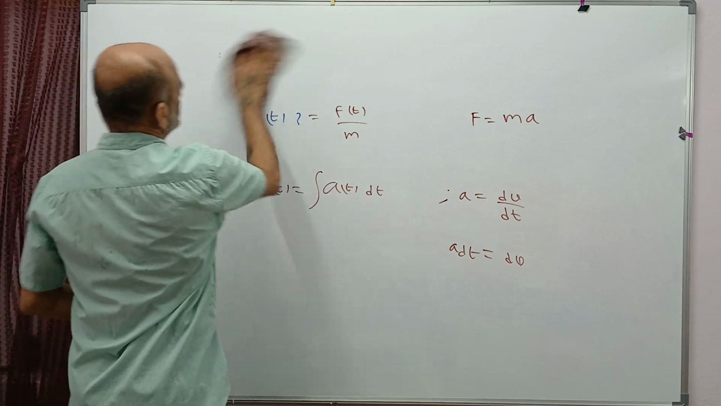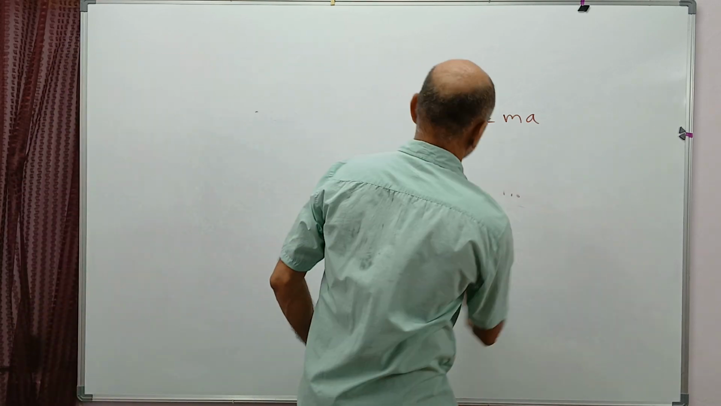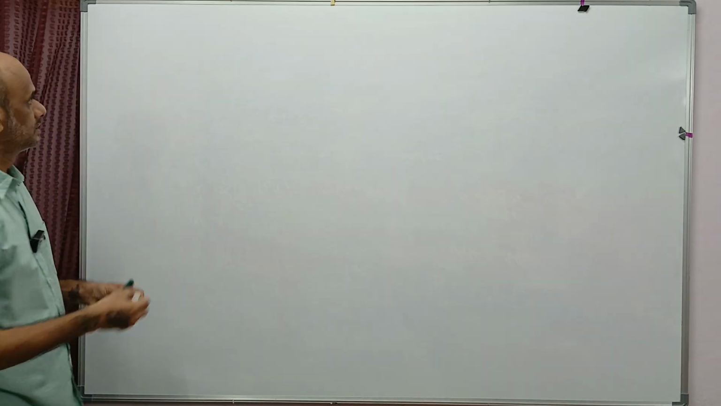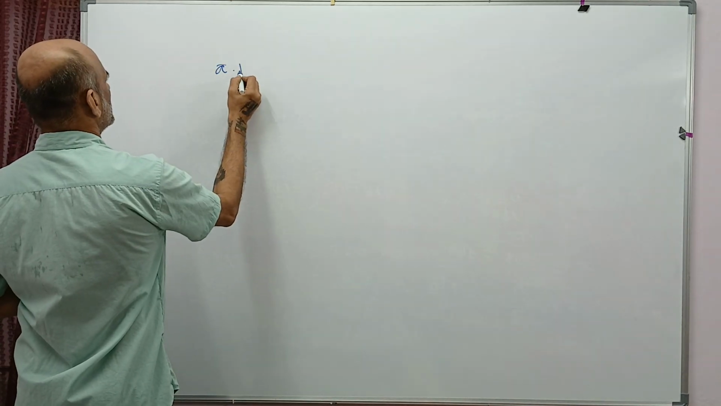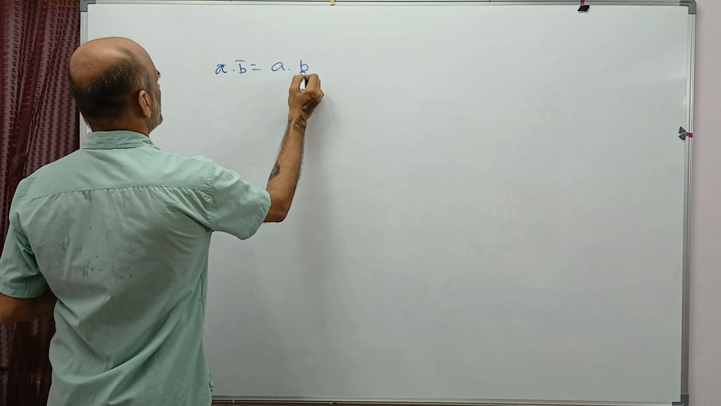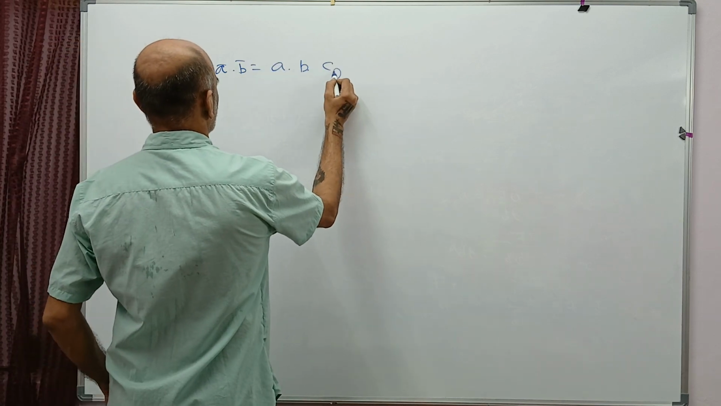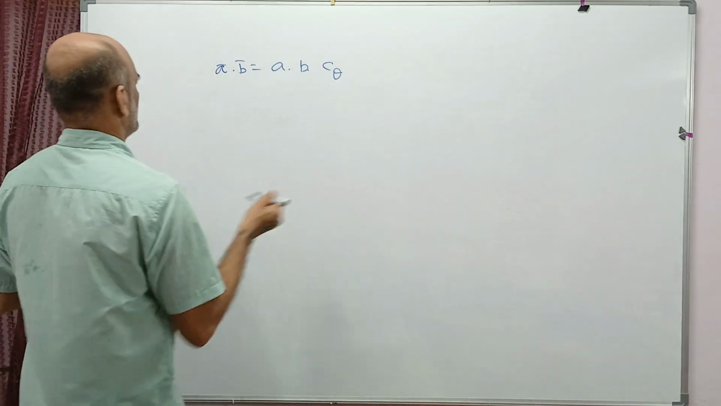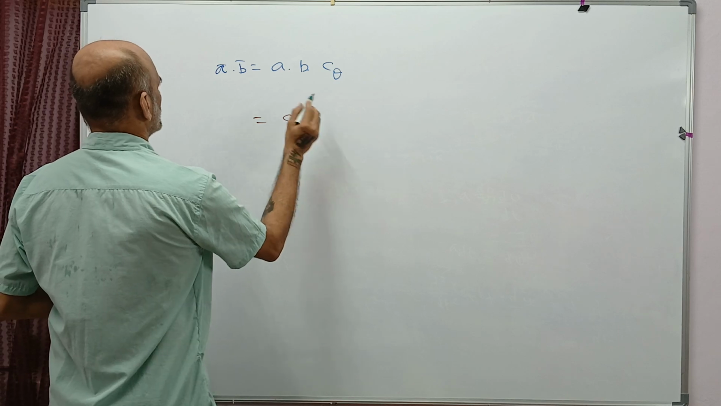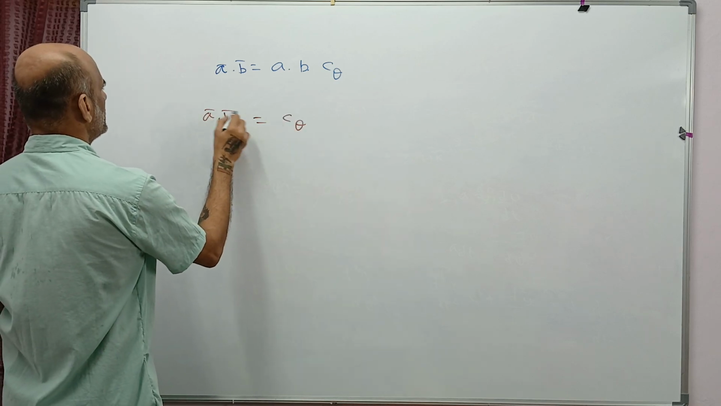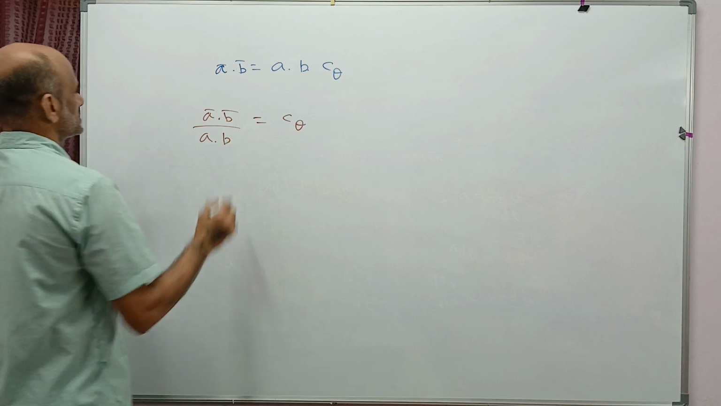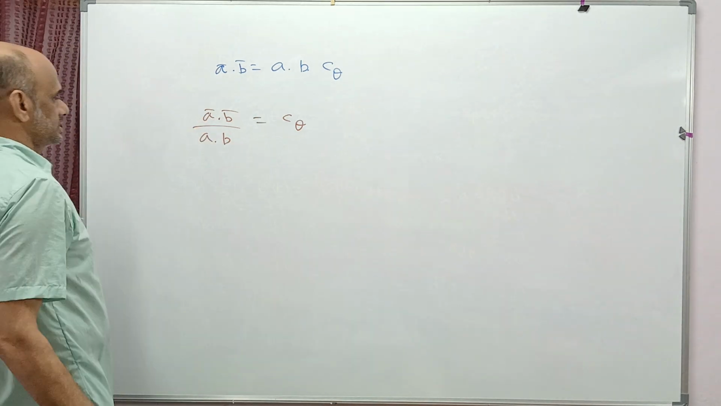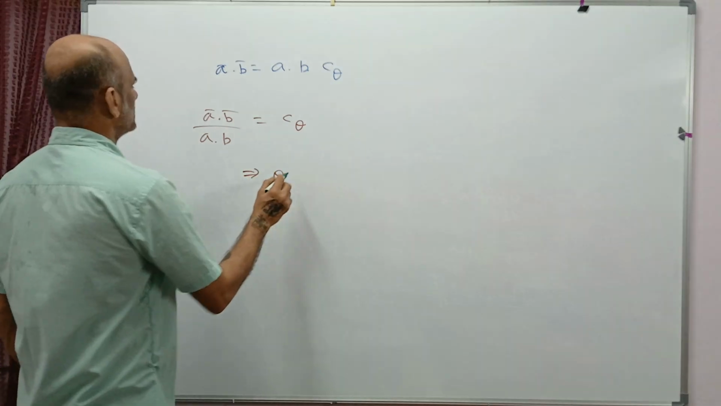One more basic concept is the dot product of two vectors. Given two vectors, A and B, the dot product is defined as A dot B equals A into B, the magnitudes of the two vectors, into cos of the angle between them. So if you want to find the angle between the two vectors, I can get cos theta from here as A dot B divided by the product of the magnitudes of the two vectors. So this dot product is known and the magnitudes of the vectors are known, then cos theta is known. So from this I can find the angle theta.